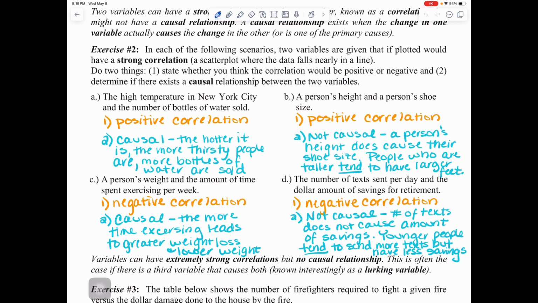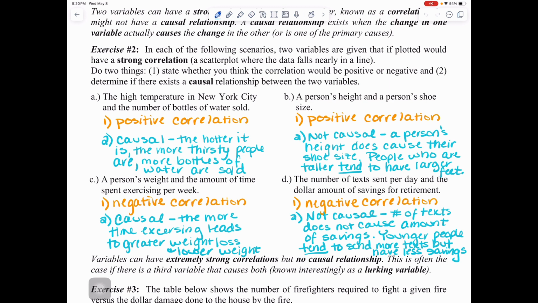So you got to be really careful about correlation versus causation. Correlation is that whole idea of is X increasing, Y increasing, or as X is increasing, is Y decreasing. Causal is the fact that one is causing the other to happen. So you really want to think about that and use these four as your main examples.